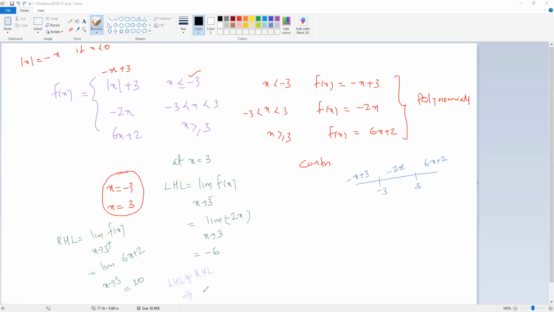So that means f of x is not continuous at x is equal to 3.